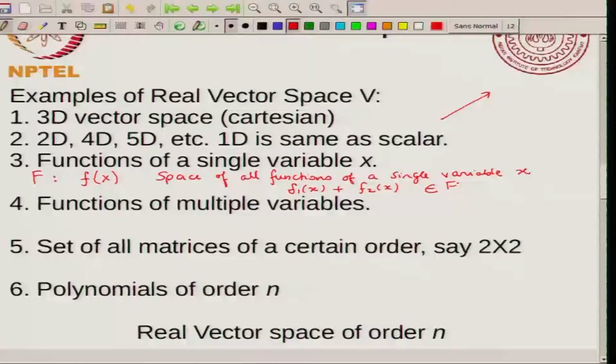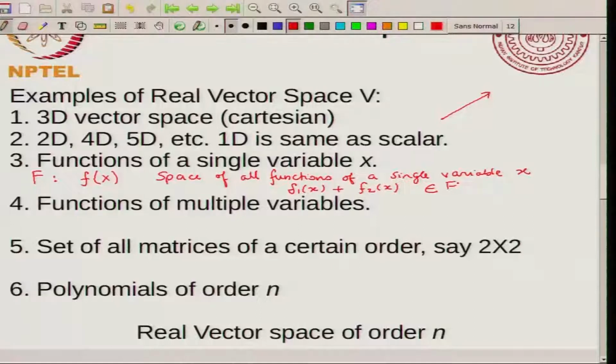Similarly the 0 function is also a member of this vector space, so you can define a function that is 0, which is also a function of x, and so you can add it to any function and you will get back the function. Similarly you can also talk about inverse, and then obviously the commutativity, distributivity properties are trivially satisfied. So the set of all functions of a single variable forms a vector space.